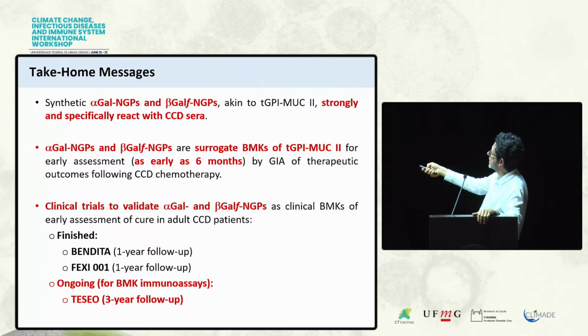So the take-home message: synthetic alpha-gal neoglycoproteins and beta-galactofuranose neoglycoproteins, akin to GPI mucins from Trypanosoma cruzi, react strongly and specifically with chronic Chagas disease serum. These neoglycoproteins are surrogate biomarkers of these mucins for assessment of therapeutic outcomes as early as 6 months, in comparison to 10 years, 20 years, by GIA. We have clinical trials that we finished and analyzed. The Bendita trial just finished the analysis. This trial is over. And we have the ongoing biomarker immunoassays for the Teseo 3-year follow-up.